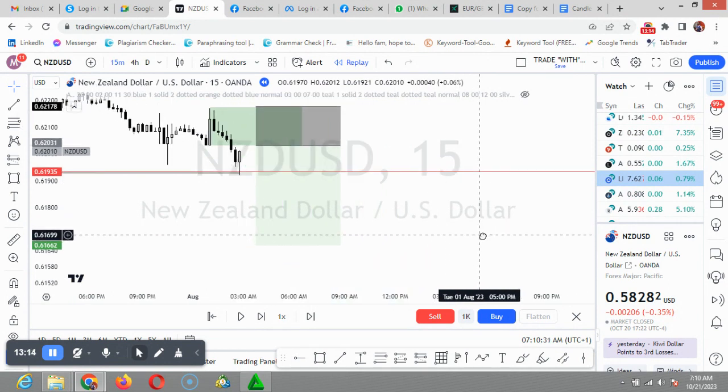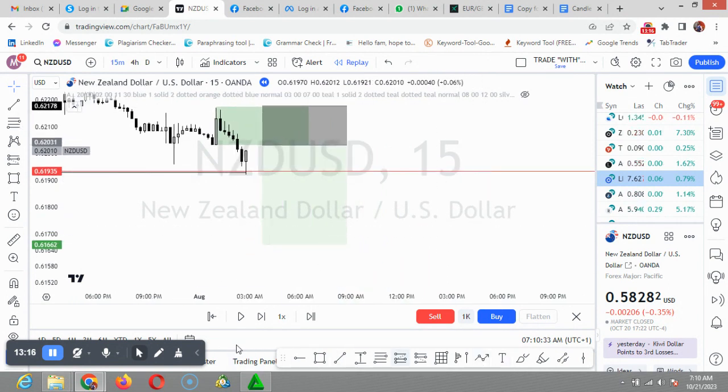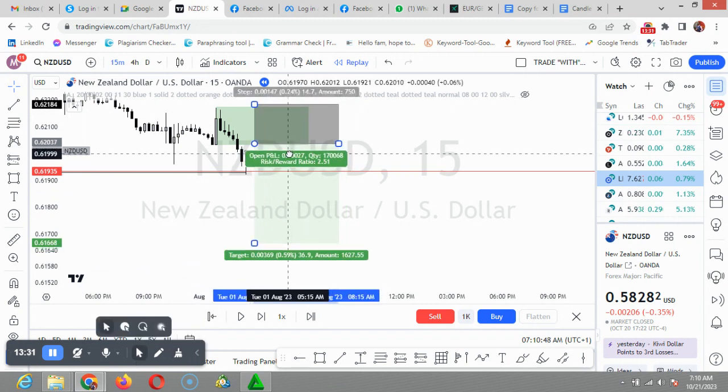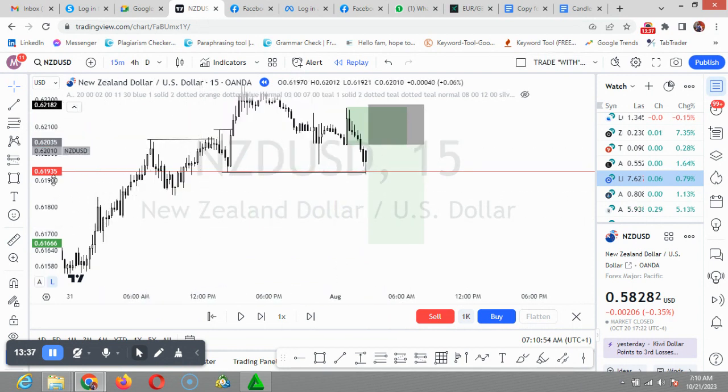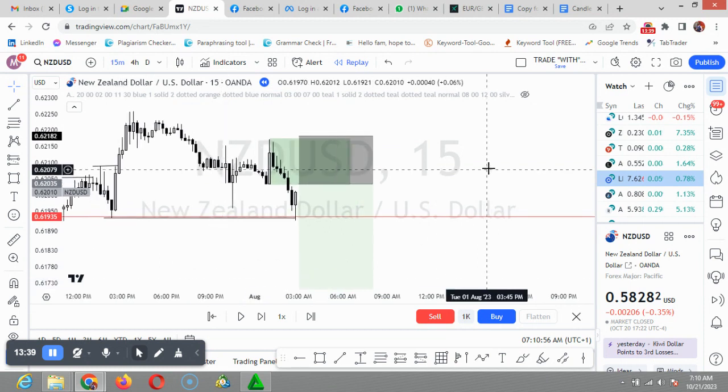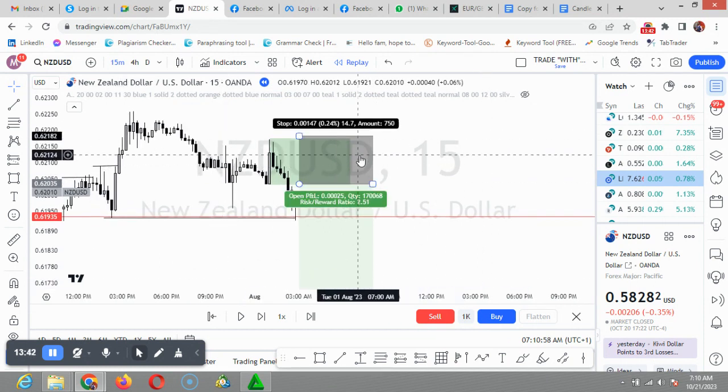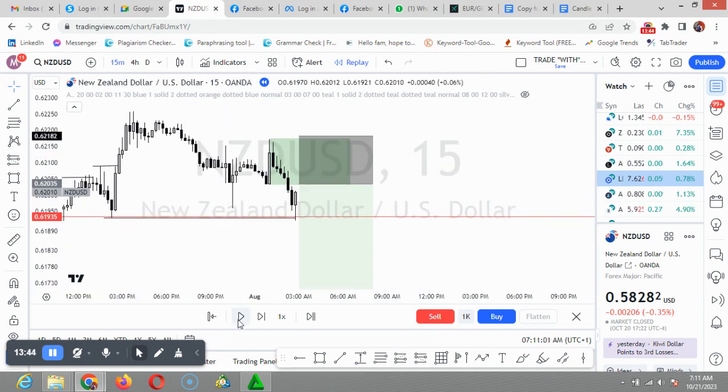So what I expect price to do right now is to tap inside this supply order block, and then keep going to the downside and give me my profit. Let's see what happens afterwards. So I put my box at the beginning of it, and I have my stop loss and my take profit. So let's play price and see what happens.